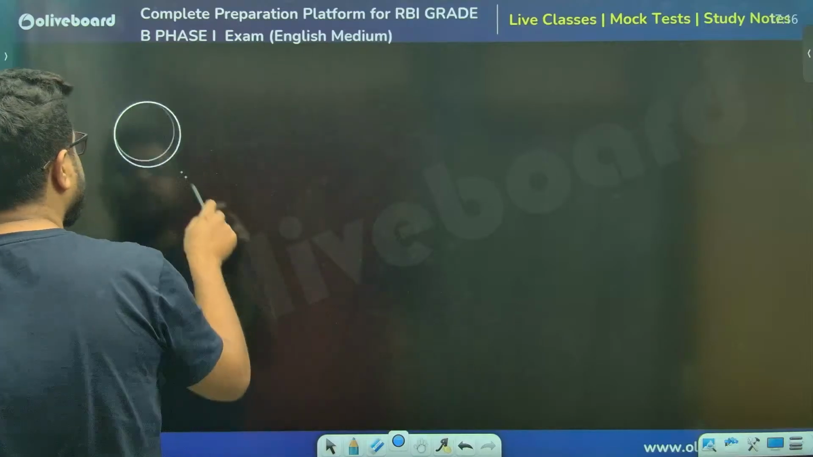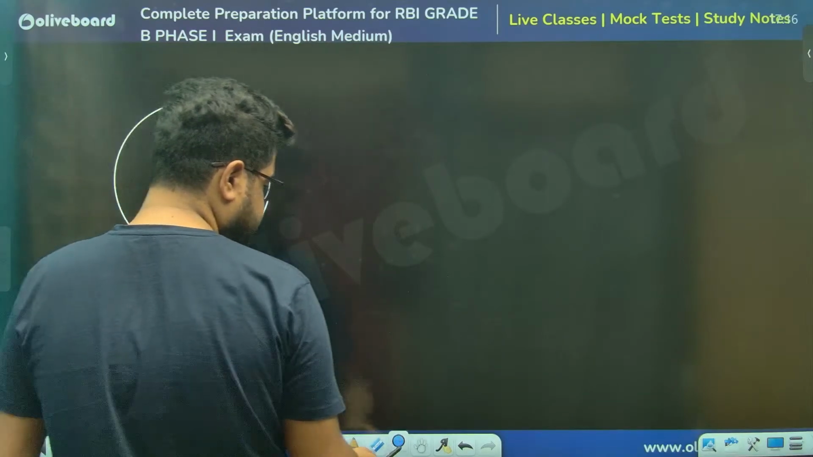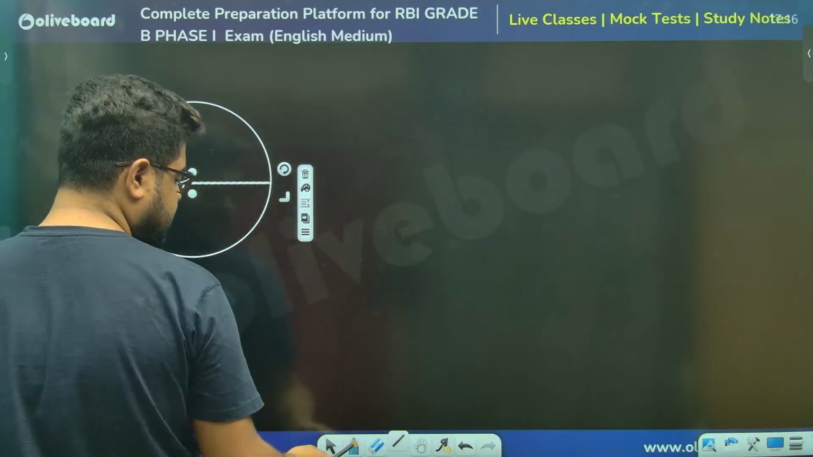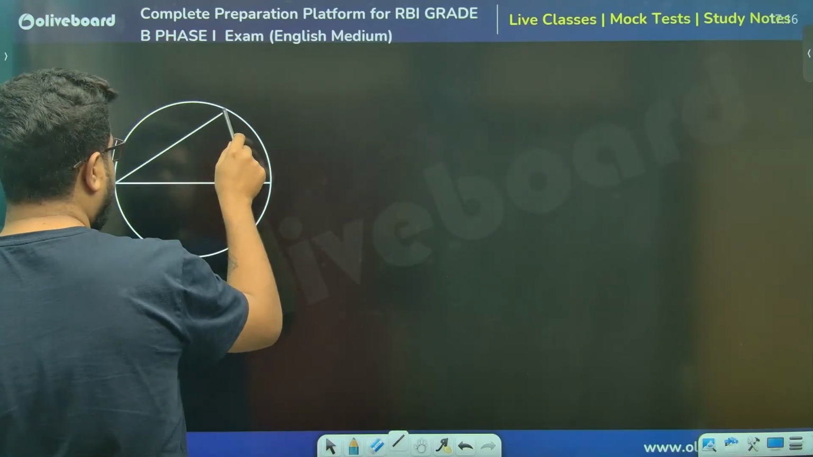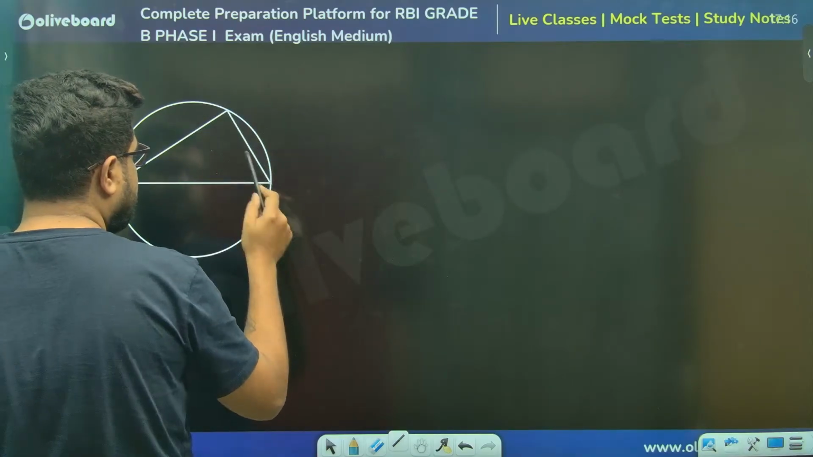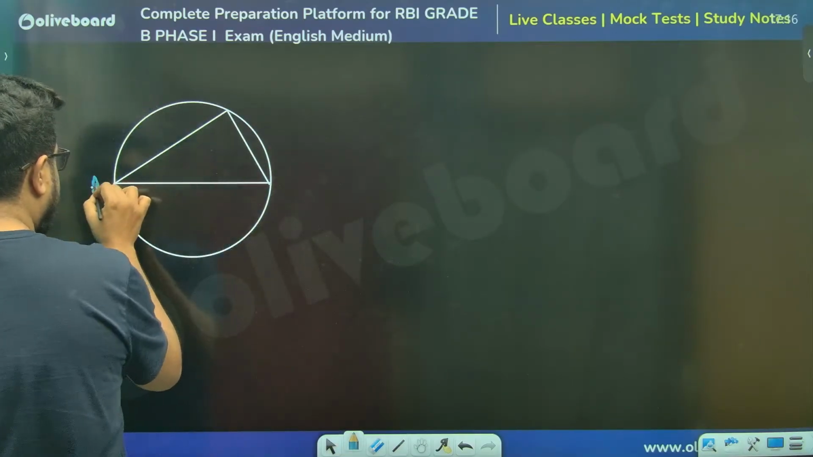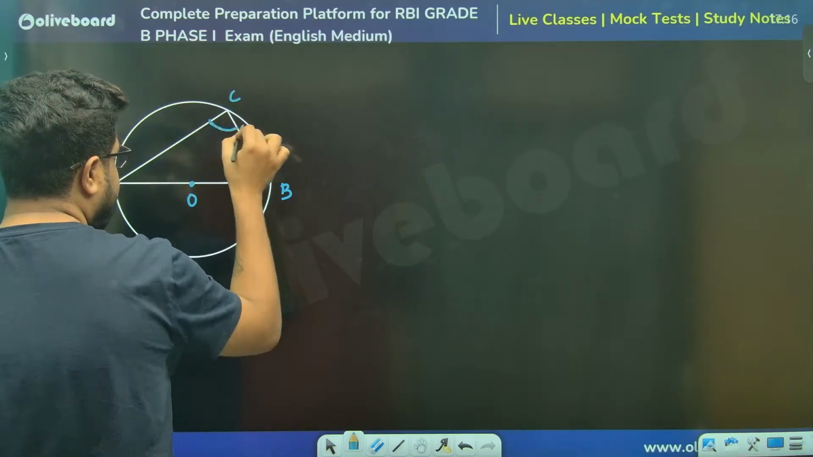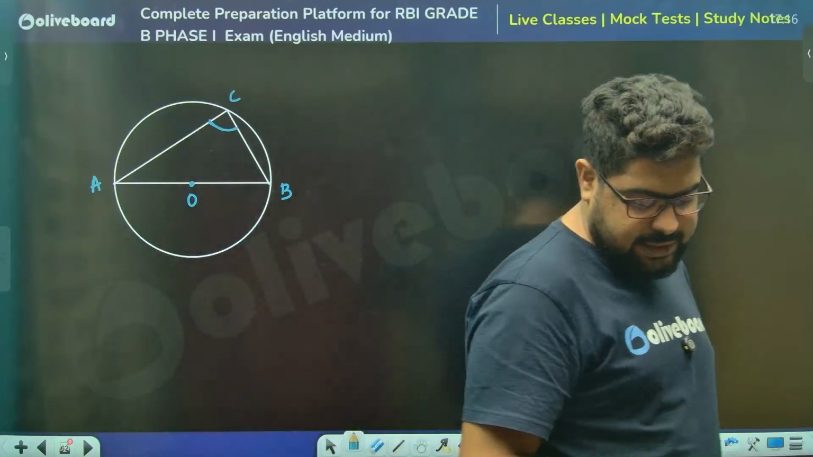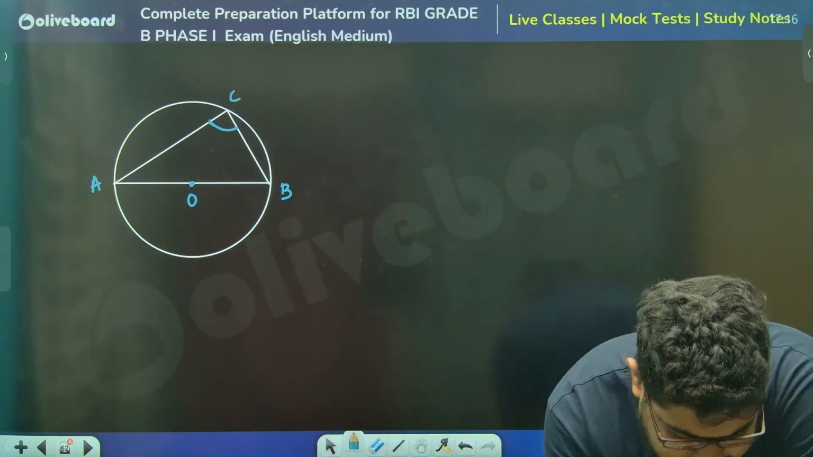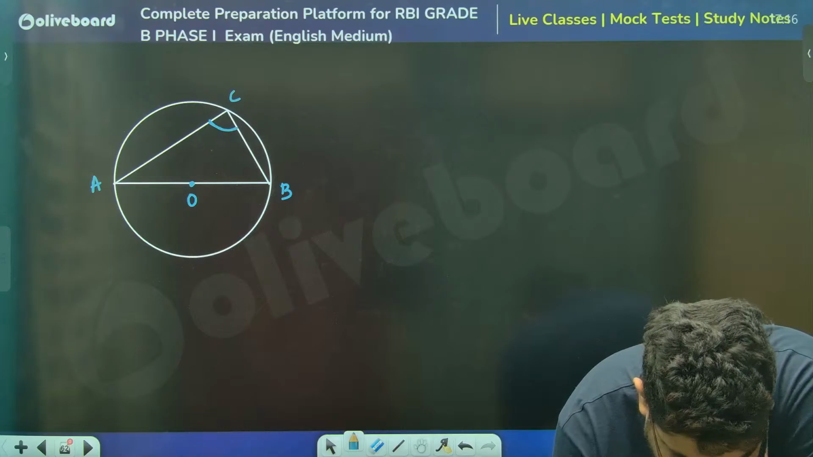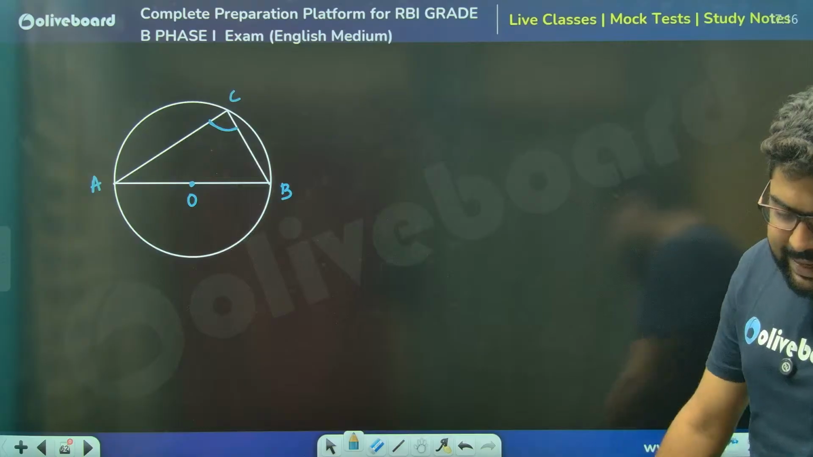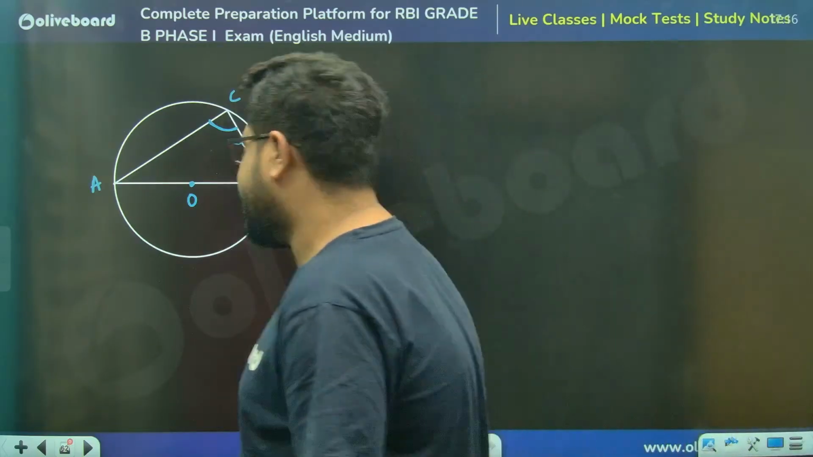What is that? So let's say this is a circle, and this is the diameter, sir. Now if I draw another angle like this, let's say this is diameter AB, and O is the center, and this is C. Sir, what is the measure of this angle? What exactly will be the measure of angle ACB, sir? It's half of 180. Exactly my point.